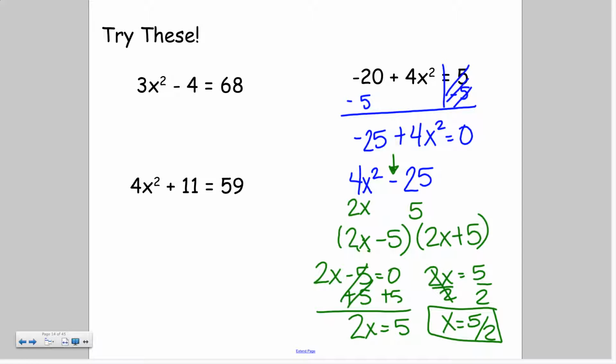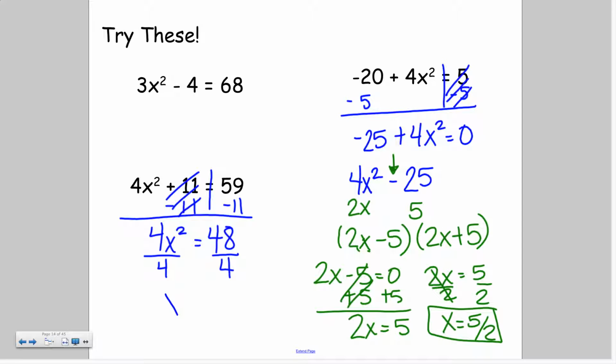Now 4x squared plus 11 equals 59, sorry. First thing I'm going to do is subtract 11. That's going to cancel this out, and I have 4x squared is equal to 48. Next, I'm going to divide by 4. I have x squared is equal to 12.